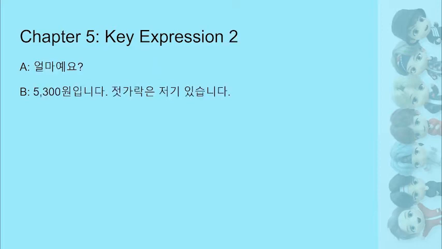So then on page 100, we get the second part of this conversation. The first person is asking the convenience store clerk, 얼마예요? 얼마예요? Which means how much is it? So like how much is the total? And then the employee responds, 5,300원입니다. 젓가락은 저기 있습니다. So this is our key expression point here, this new conjugation. So we've already learned yo form, and now we're learning 씁니다 form. So of course that translates to the cost is 5,300 won, and he's saying that there are chopsticks over there.